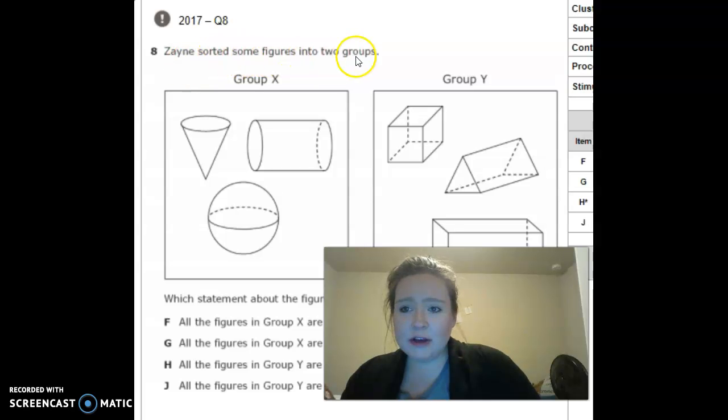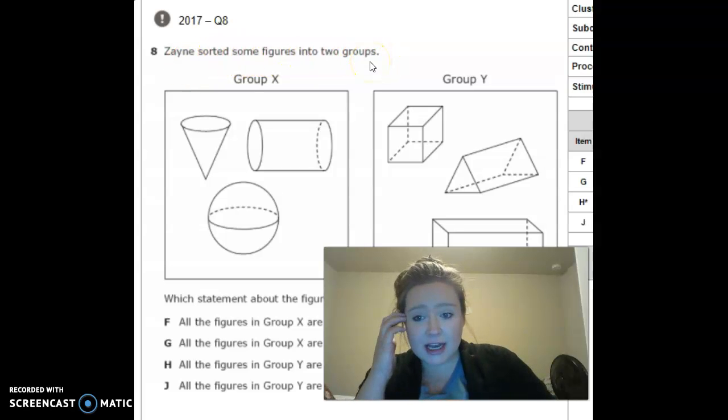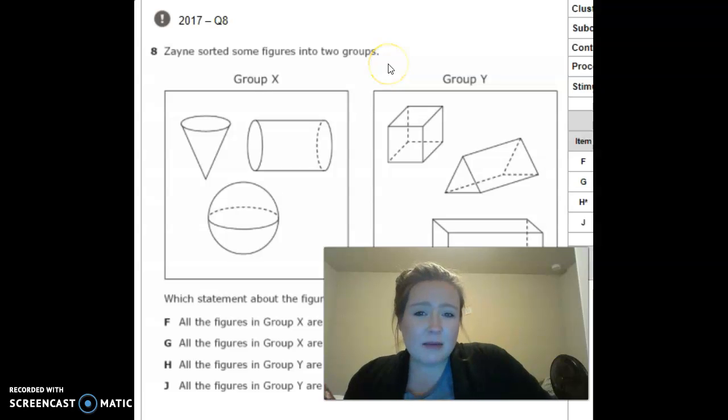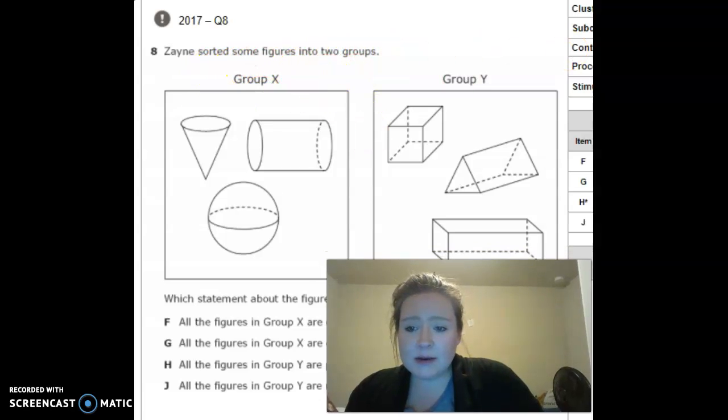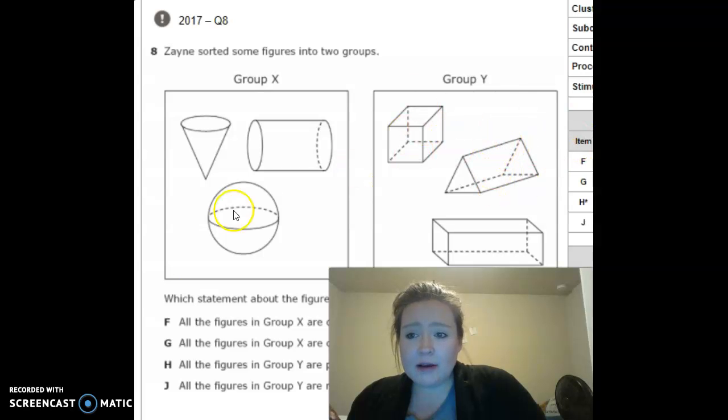Zane sorted some figures into two groups. So this may be a type of question that you see in the way that it is asked, okay? Zane sorted some figures into two groups, Group X and Group Y, all right? So here you can see you have a cone, a cylinder, a sphere. Here you have a cube, a triangular prism, and a rectangular prism.